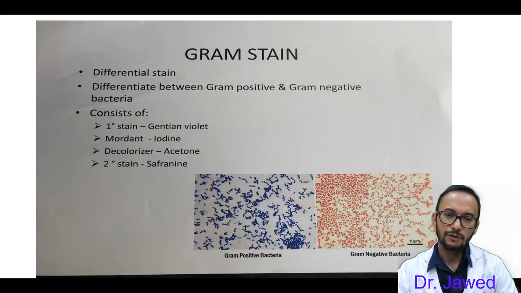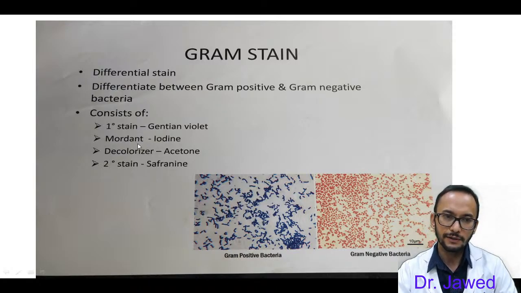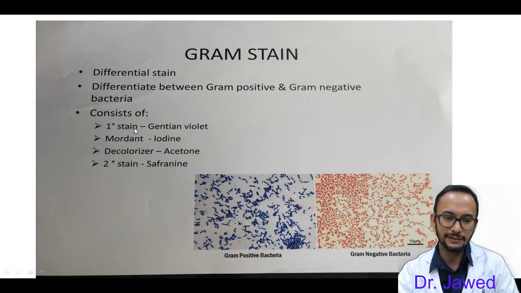For gram staining, first we use a primary stain and then a mordant, then we decolorize it and then apply the secondary stain. The gram positive organism will retain the primary stain and the gram negative organism will take the color of the secondary stain. After heat fixing, we put the primary stain, which is basically a pararosaniline dye, a basic dye. In this case it is gentian violet.